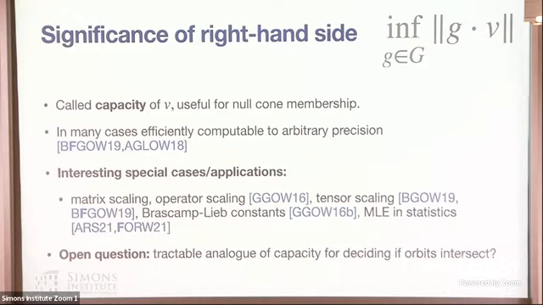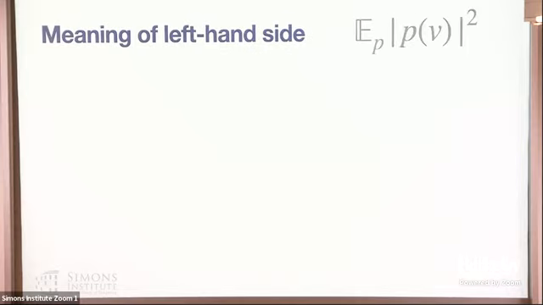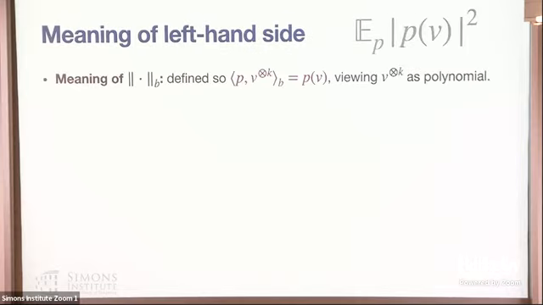Because the orbit closure intersection problem is an interesting problem in its own right. And it's not solved except for in the abelian case very recently. Okay. And I can just talk about the left-hand side a little bit.